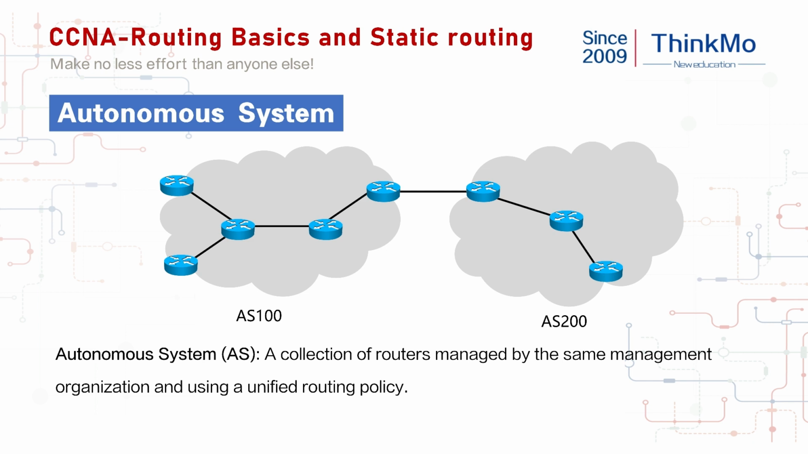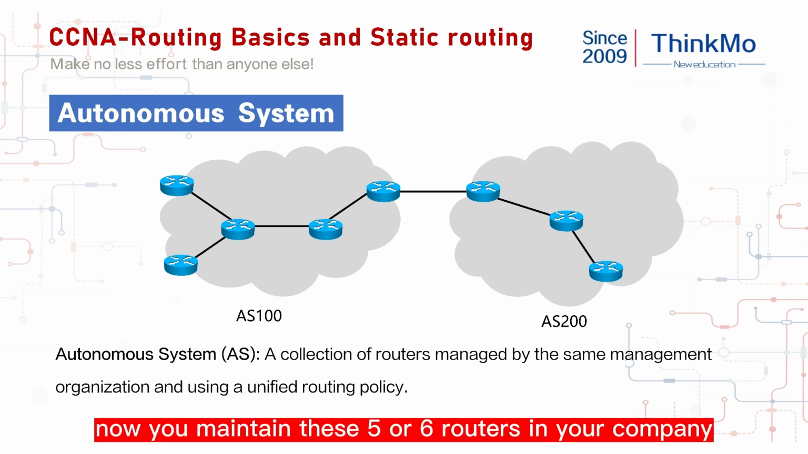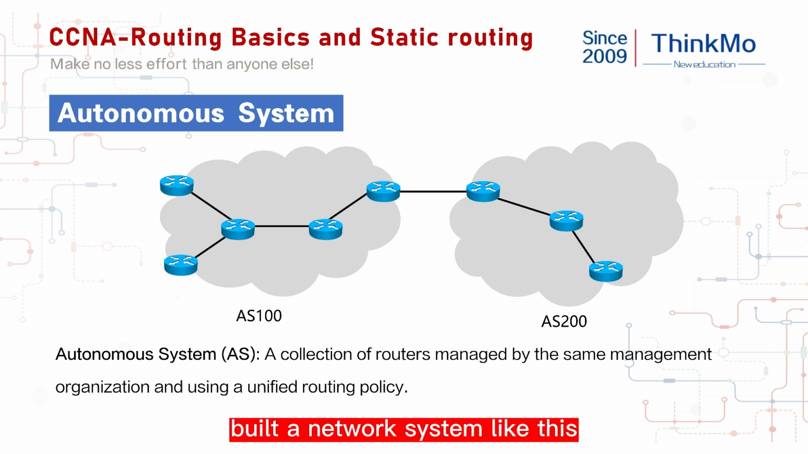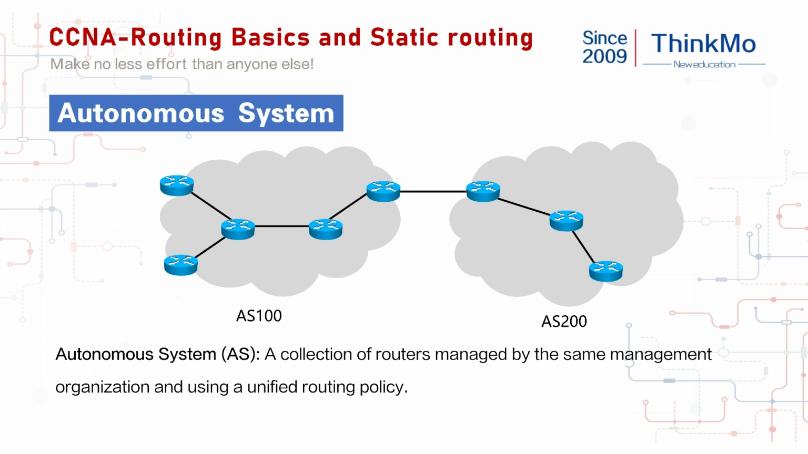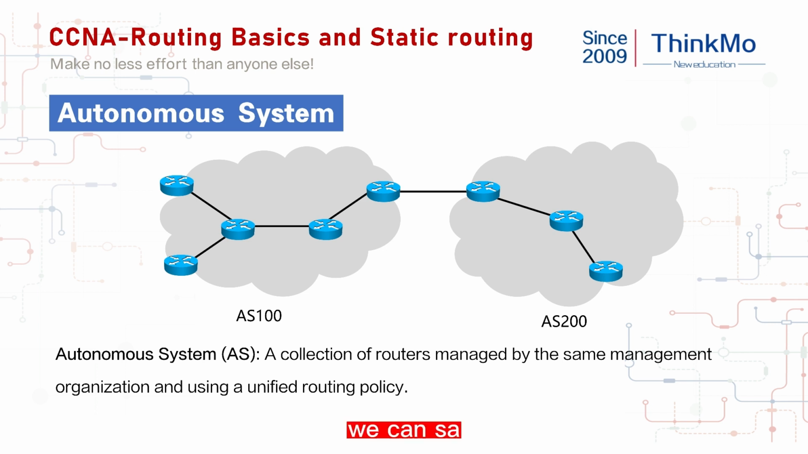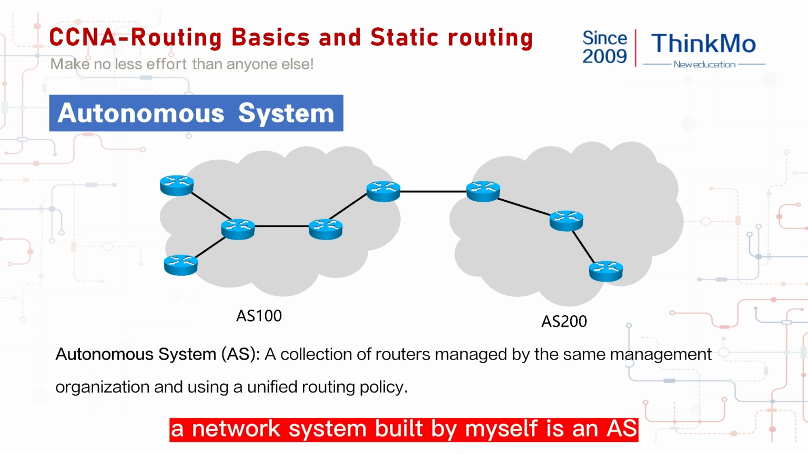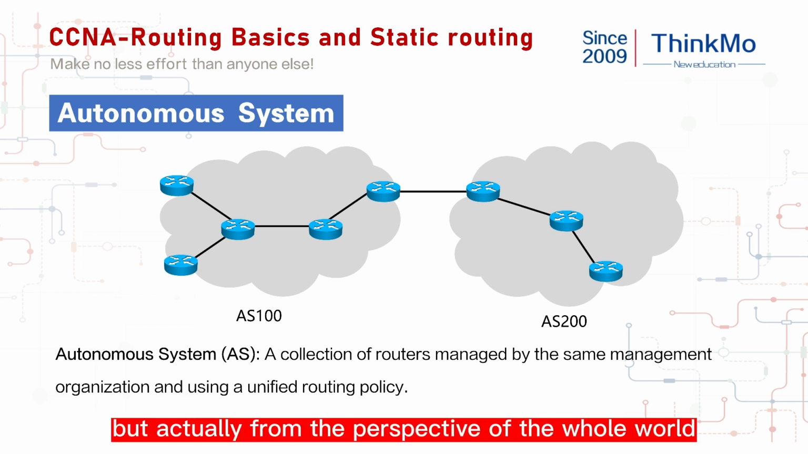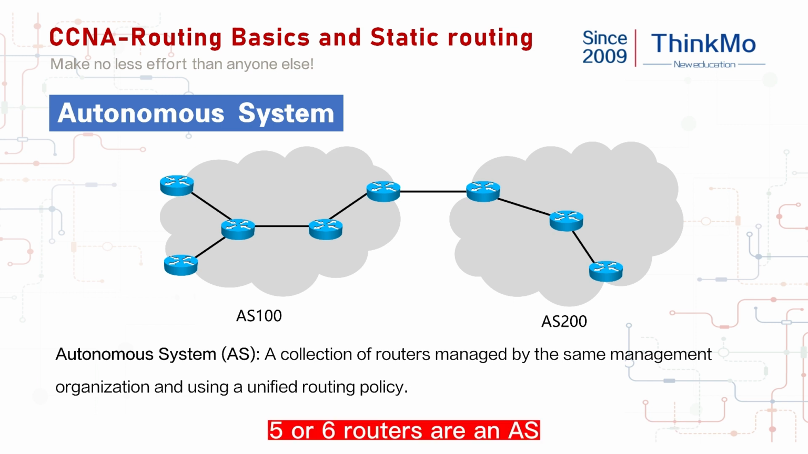relatively simple. It's all just to serve the enterprise. That is to say, now you maintain these 5 or 6 routers in your company and have built a network system like this. It can be said that you maintain an AS. So AS is just a title and representative. From our point of view, we can say a network system built by myself is an AS. But actually from the perspective of the whole world, 5 or 6 routers are an AS.